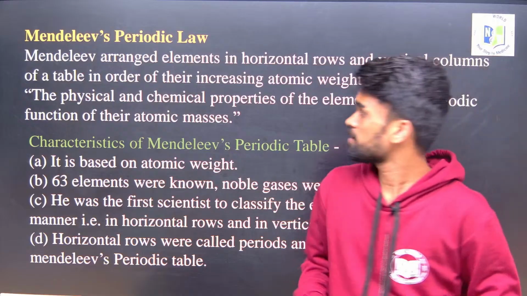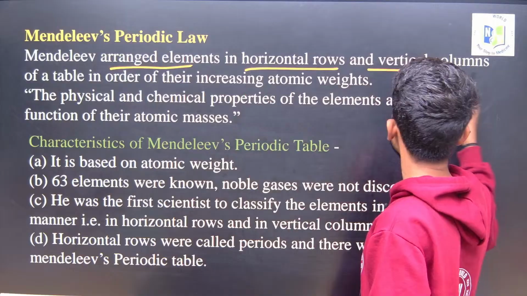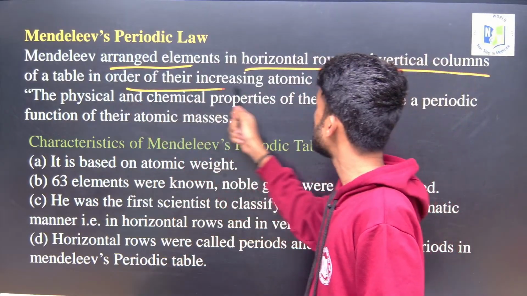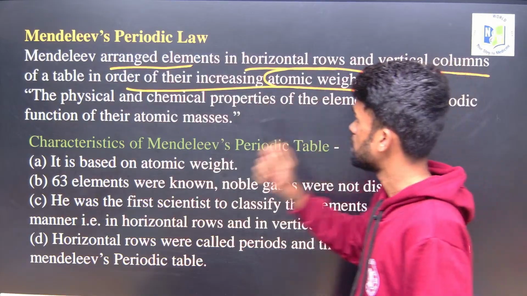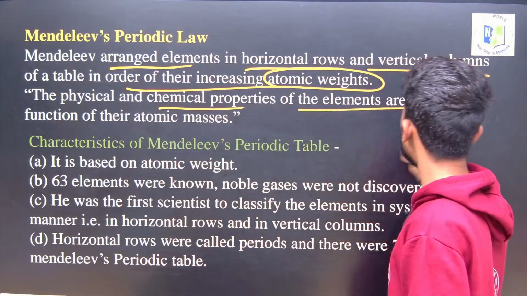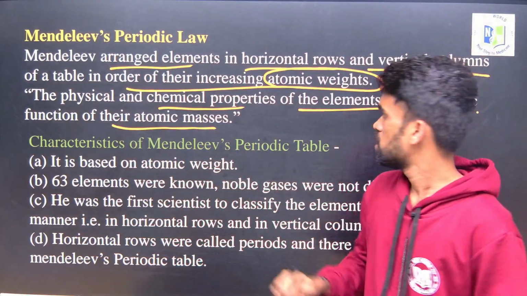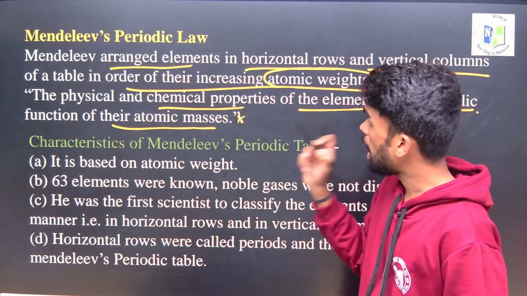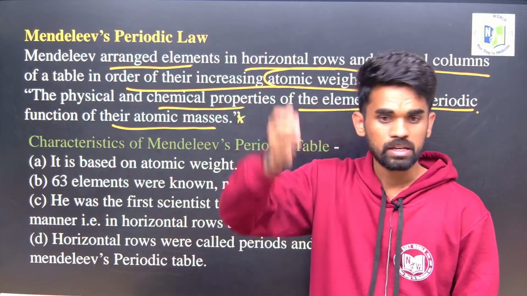So what he is saying: Mendeleev arranged the elements in the horizontal rows and vertical columns of a table, in the order of their increasing atomic weights. The physical and chemical properties of elements are periodic functions of their atomic mass. So this is the primary condition, atomic mass he has considered. So he arranged the elements in rows and columns.